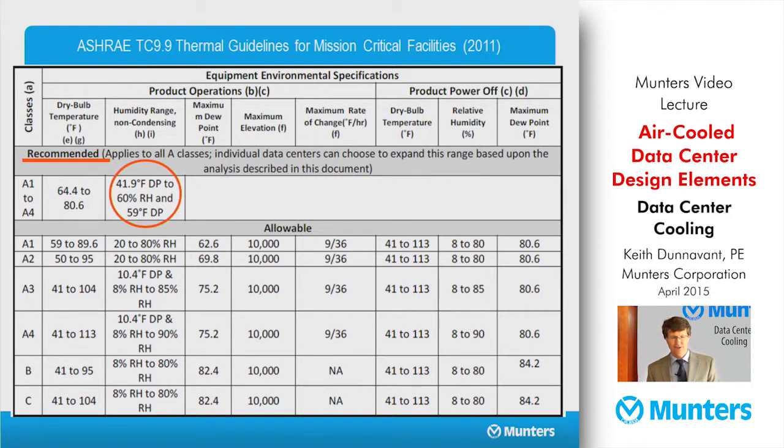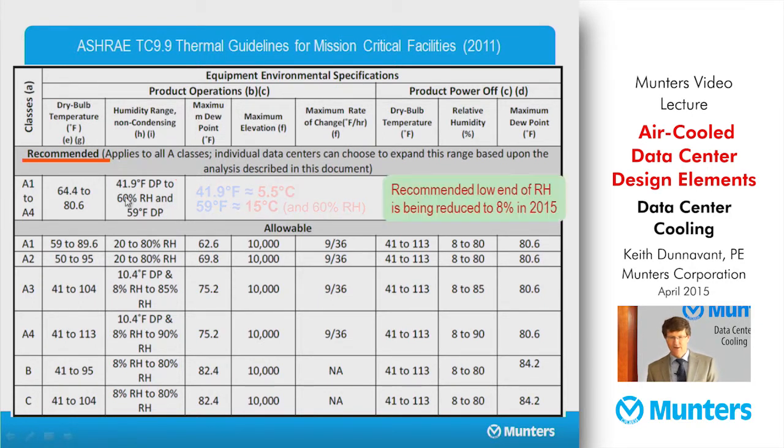Next, they have recommendations on moisture content, dew point. As of the 2013 edition, the recommendation was a minimum dew point of 41.9, and on the high side, a 60% relative humidity with a max dew point of 59. This was recommended. However, new research has just come out, and the new recommended low end of relative humidity is going to be reduced this year down to 8% relative humidity. So that's a big change that you'll see going forward.